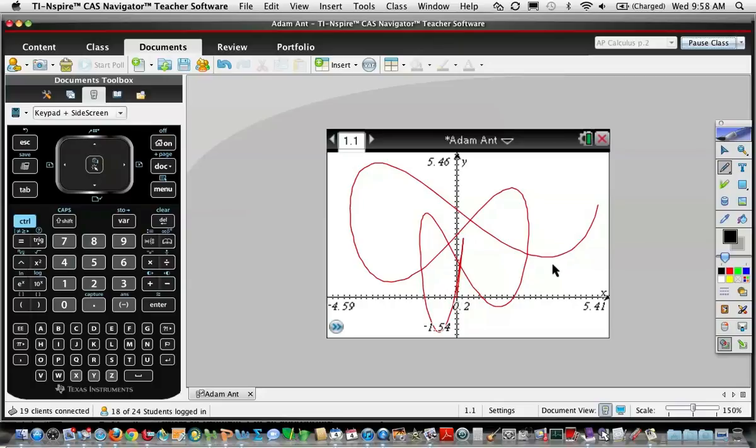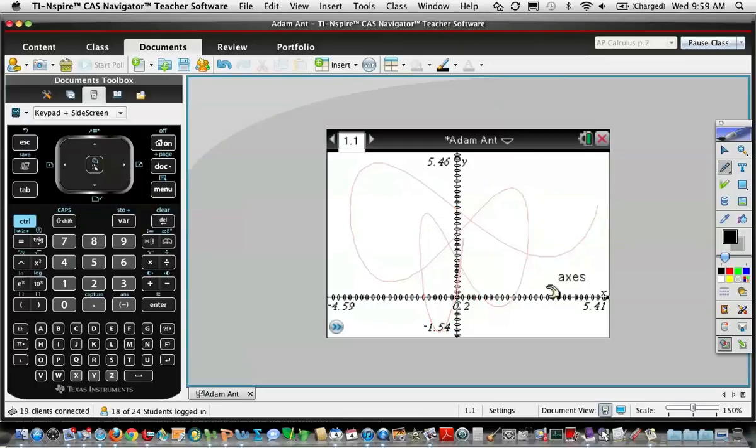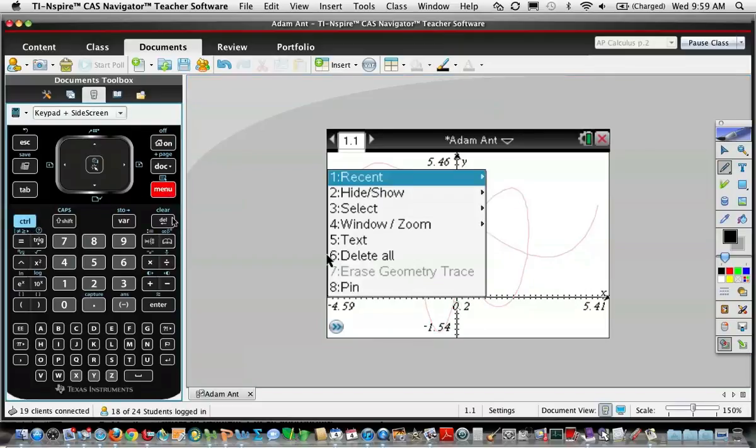You can do a right click on your calculator by hitting Control and Menu. Now, the right click doesn't really do anything unless you've selected something first. So if I select this graph, if you just arrow over it, mouse over it, and then click, it starts blinking. Now, if you hit Control Menu on the calculator, it brings up a little contextual window.